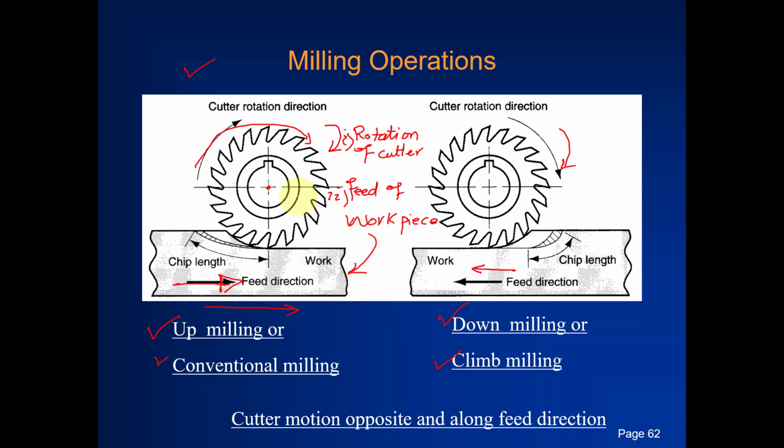Based on the direction of rotation of cutter and the direction of feed of the workpiece, we divide peripheral milling into up milling and down milling. Up milling is known as conventional milling, while down milling is known as climb milling, because it is climbing. Clear? Okay. Can anybody explain which of the two operations will yield a good surface finish?